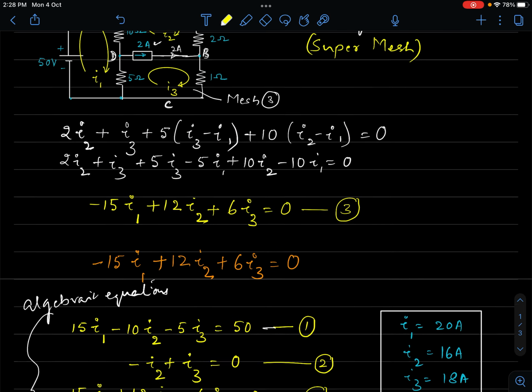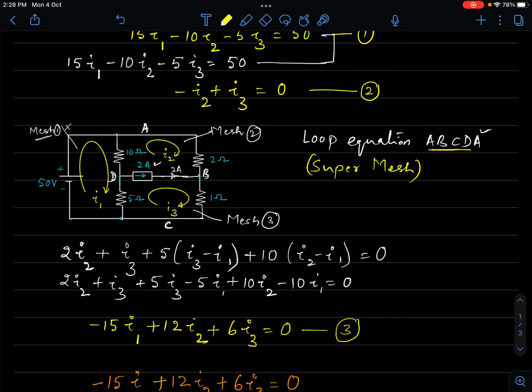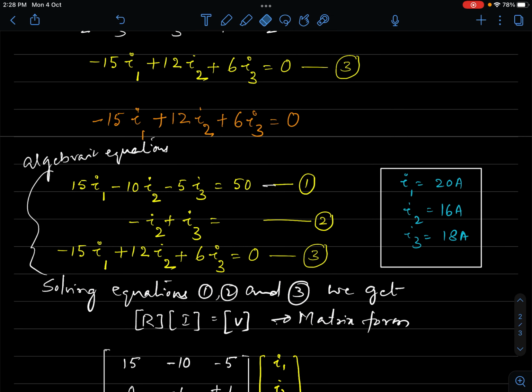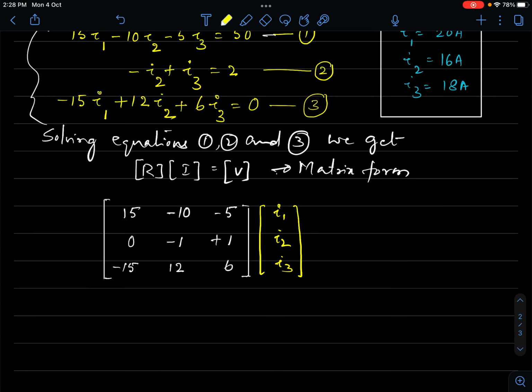Oh, I made a mistake here. Where is that? Even here? I'm sorry. I'm so sorry. This is 2 ampere. How is it I missed that? Obviously, here also it is 2 ampere, not 0. Okay? I'm sorry there for the error that I've committed. This is equal to. Good that I corrected it. It is 50, 2 and 0.